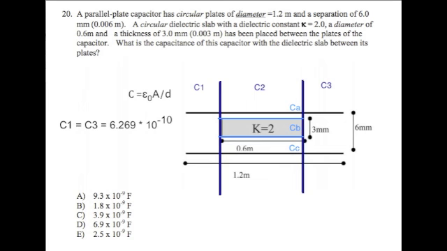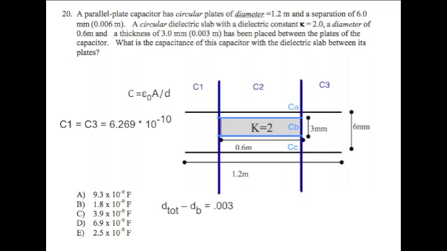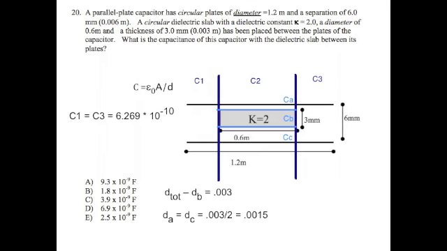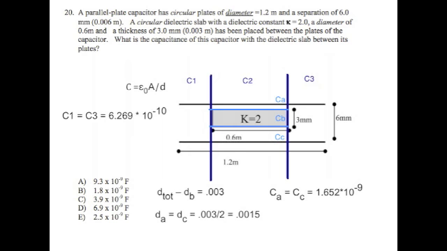So next you want to find the capacitance for A, B, and C. Distance for B is given, and you can find the distance for A and C by subtracting the dielectric's distance from the total distance, and then dividing that in half. From there, you can calculate the capacitance of A and C.